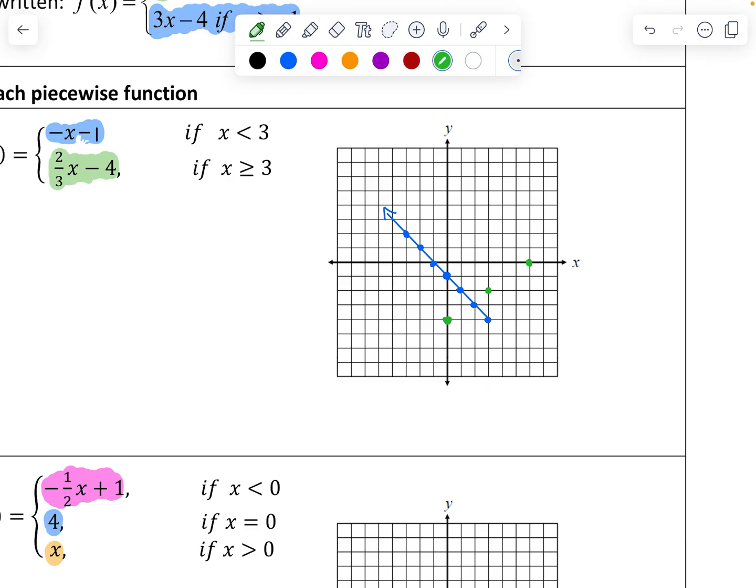But then we're only graphing the green one when x values are greater than or equal to 3. So we're going to use this point and go this way. We're not allowed to use any of these points because this is where x is equal to 3 right here. So now I'm not even going to draw the whole line and erase it. I'm just going to draw where I know the line is supposed to exist, which is right there. Erase this other point because that's an x value that is not greater than or equal to 3.